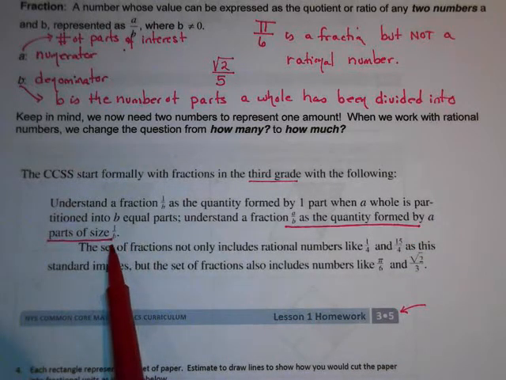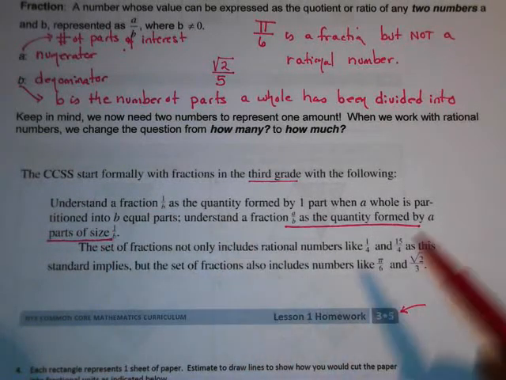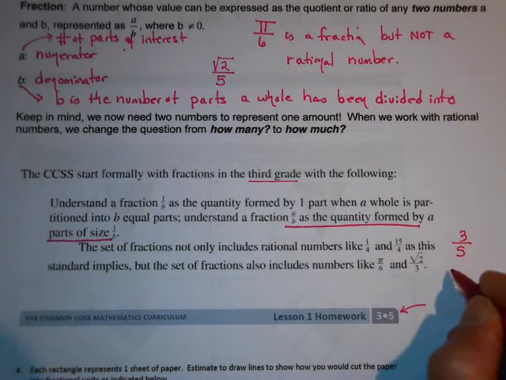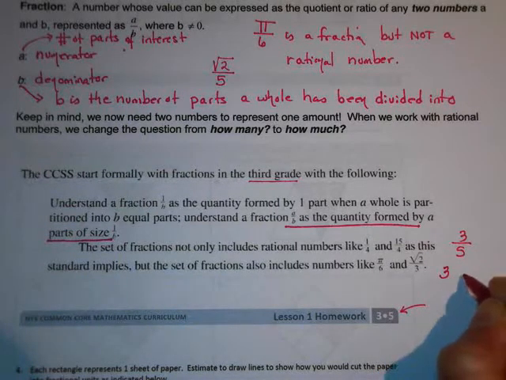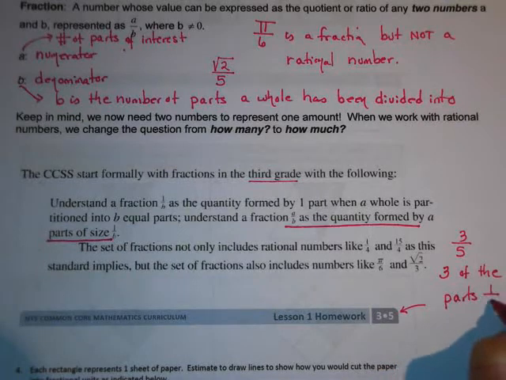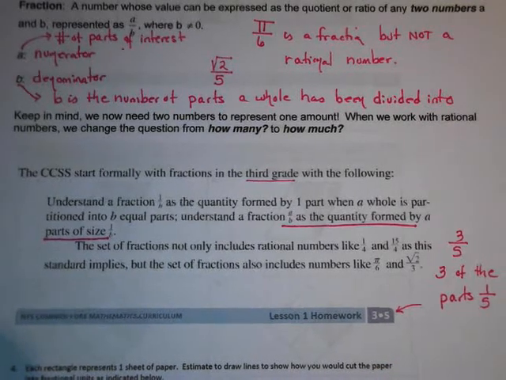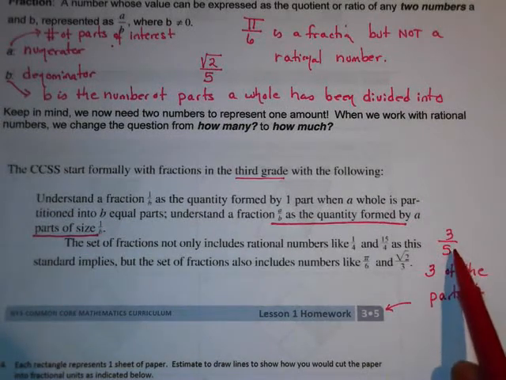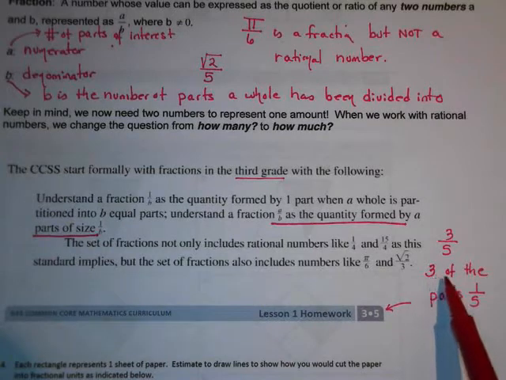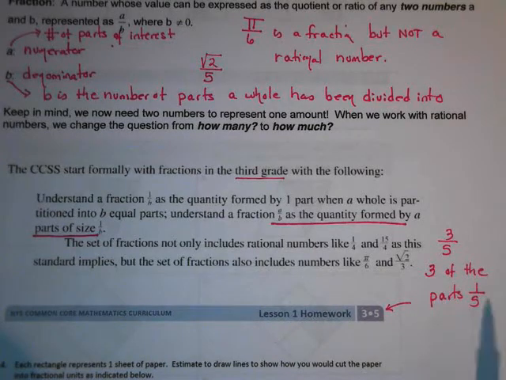So if we talked about 3 over 5, Engage New York would say we have 3 of the parts 1/5. Do you see the difference? I would have said a whole has been divided up into 5 parts and we want 3 of them. They would say we have 3 of these parts of a whole that are each a value of 1 over 5. It's different, but it's cool.